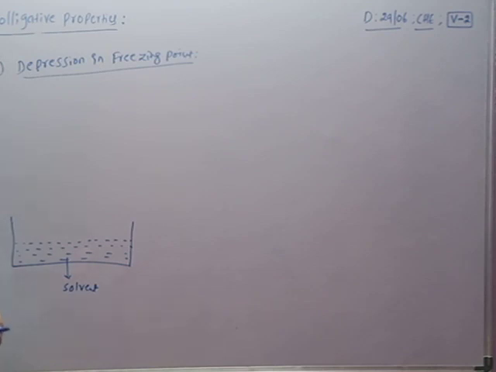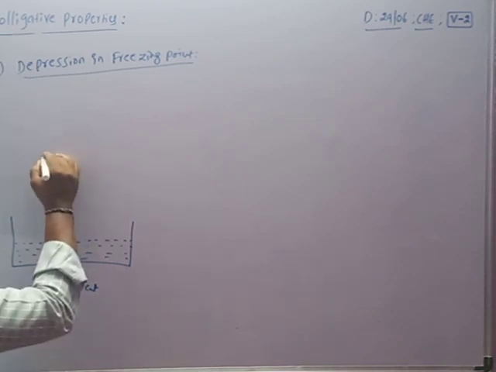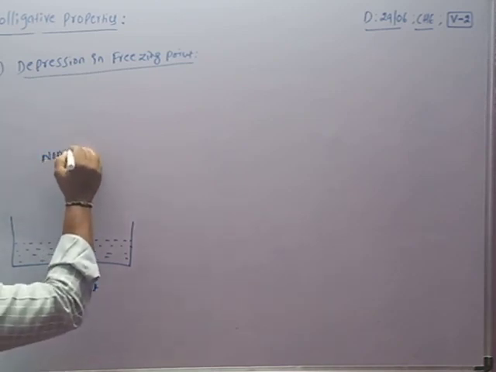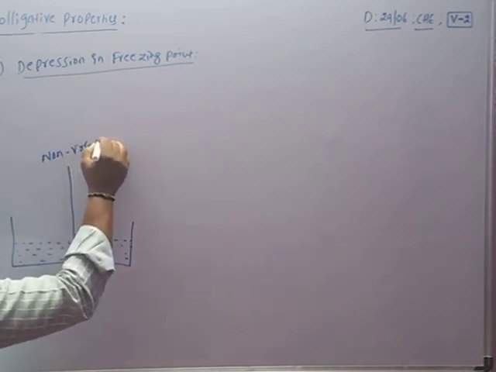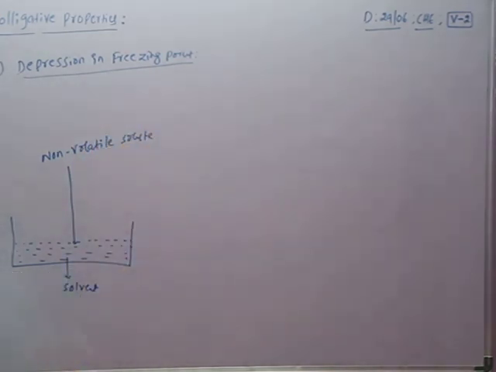Now, addition of a small quantity of non-volatile solute. After addition of the non-volatile solute, what happens? The vapor pressure of the solvent decreases.